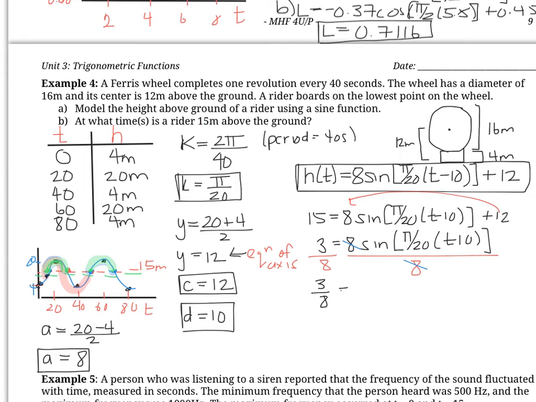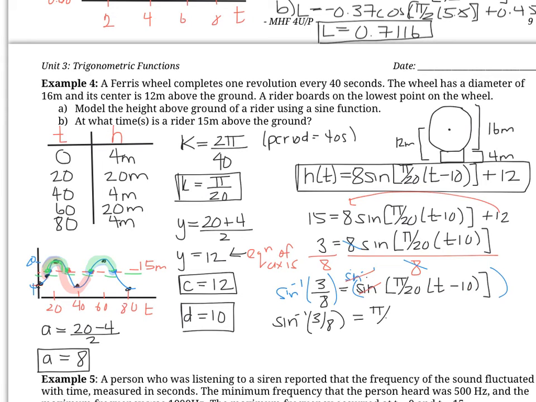and we're left with sine of pi over 20 t minus 10. So I can't get into any of these here. I can't move these over until I get rid of sine. So what's the opposite of sine? Well, of course, it's sine inverse. So I'm going to apply sine inverse on both sides. I'm going to take sine inverse on this side as well. And now our sine and sine inverse will undo each other. And we're left with, on the left, sine inverse of 3 over 8 is equal to pi over 20 t minus 10.